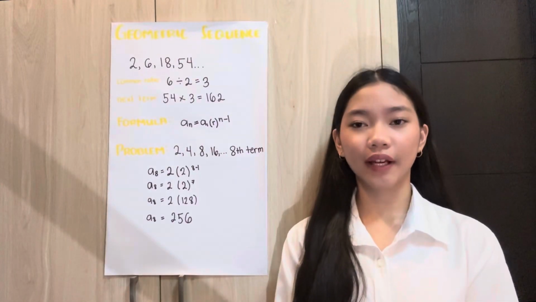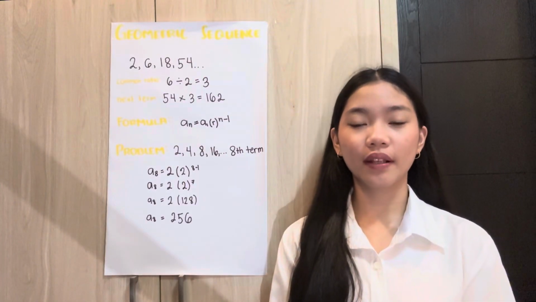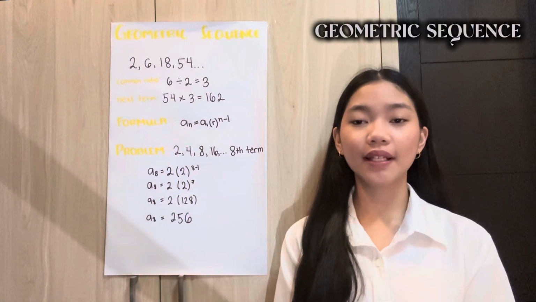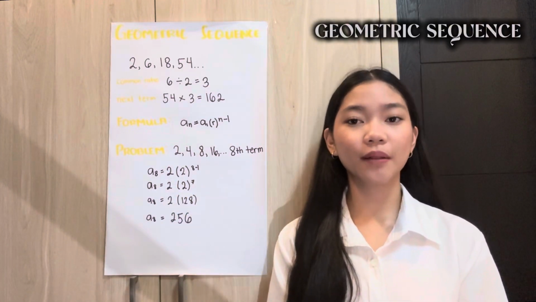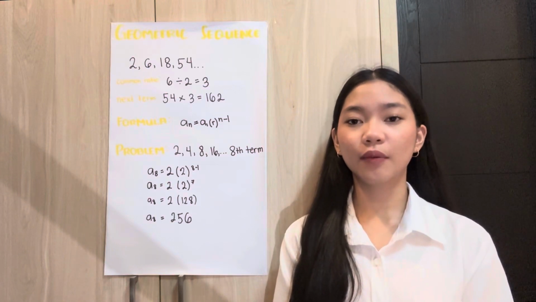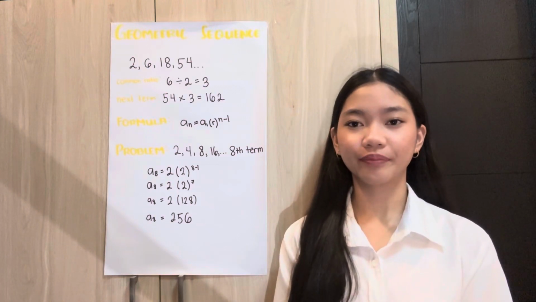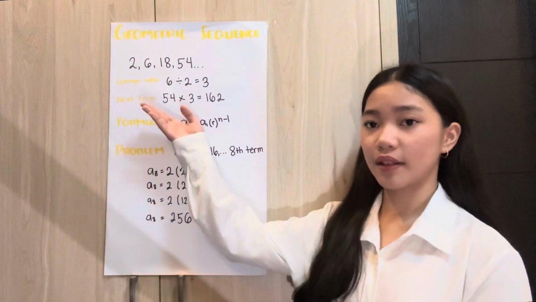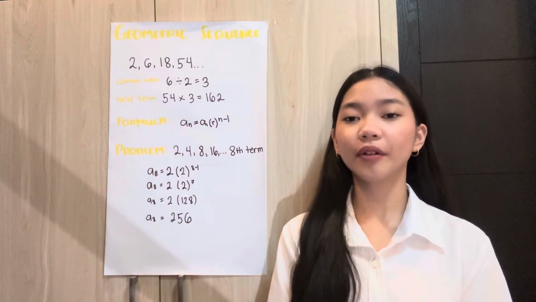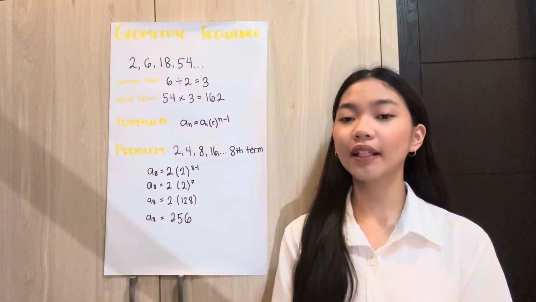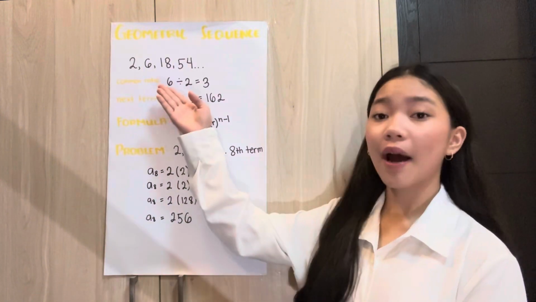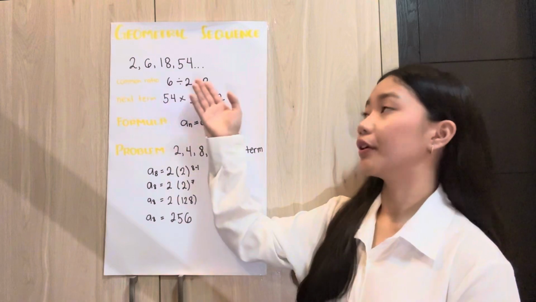Now that you are already familiar with arithmetic sequences, let's proceed to geometric sequences. In a geometric sequence, we multiply by a constant value to get the next term. And that constant value is what we call the common ratio. Let's take a look at this sequence. The common ratio here is 3, because to get the common ratio, we divide any term by its preceding term. So for example, 6 divided by 2 is equal to 3.